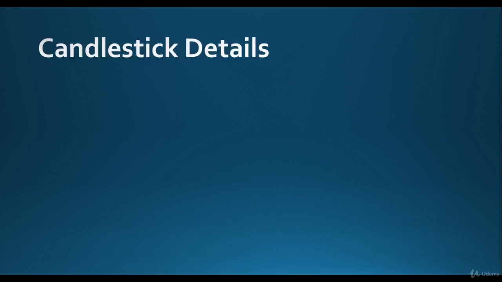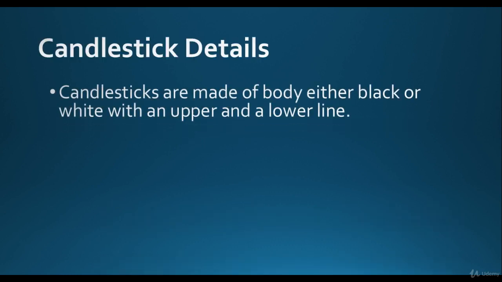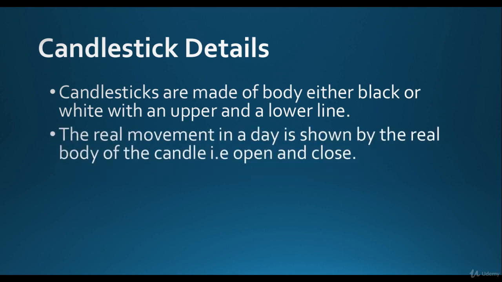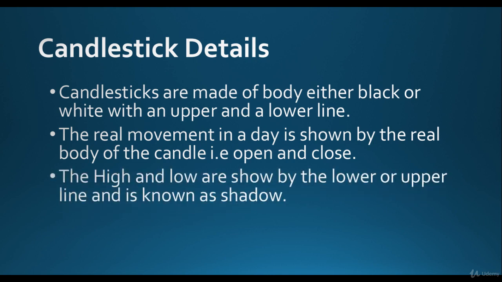Candlestick details. Candlesticks are made of a body, either black or white, with an upper and a lower line. The real movement in a day is shown by the real body of the candle, that is, open and close, because that's what was the real movement. The high and low is not the real movement because it never closed above it. The high and low are shown by the lower or upper line, known as the shadow or wick.